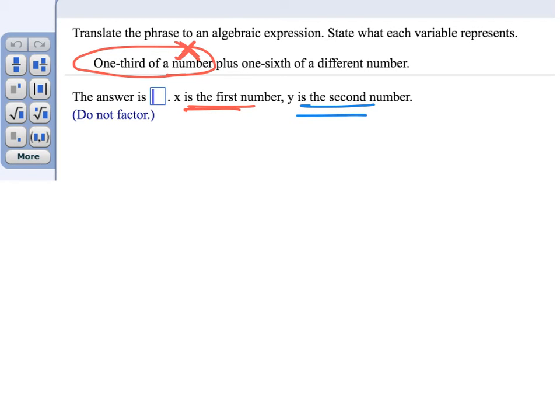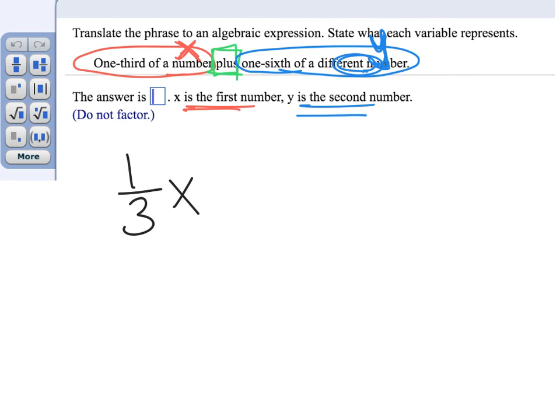So 1/3 of x, so that means we're going to multiply, because usually the word of suggests we're going to multiply. And then plus, so there's a plus right here, and then we've got 1/6 of a different number. Do we know what this number is? No. So we're going to use the letter y. Why? Because it says so right here. So 1/3 of x means 1/3 x. And then we've got the plus, and then it's 1/6 of y.